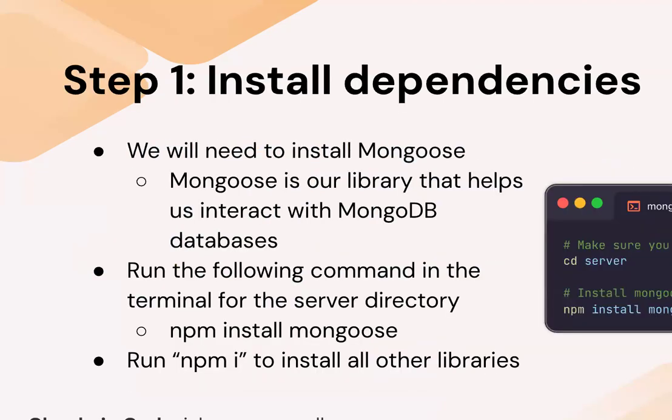Within your terminal, from pressing Control squiggly line, we need to now install Mongoose. After you open the terminal, you're going to type cd server and then npm install Mongoose. After that, you're also going to run npm i to install all the other libraries we need. Everyone should be going to their VS Code and entering cd server, npm install Mongoose, and then npm i to install all the dependencies you're going to need for this project.